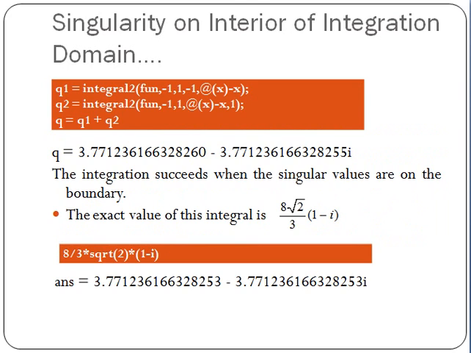Such as we have done here, we have split it into q1 and q2 and then we have added them, and the output here will be as it is, q equal to 3.77 minus something, that you can see on the screen. Now the exact value of this integral is 8 root 2 by 3 times (1 minus i), and you can find the answer of this.